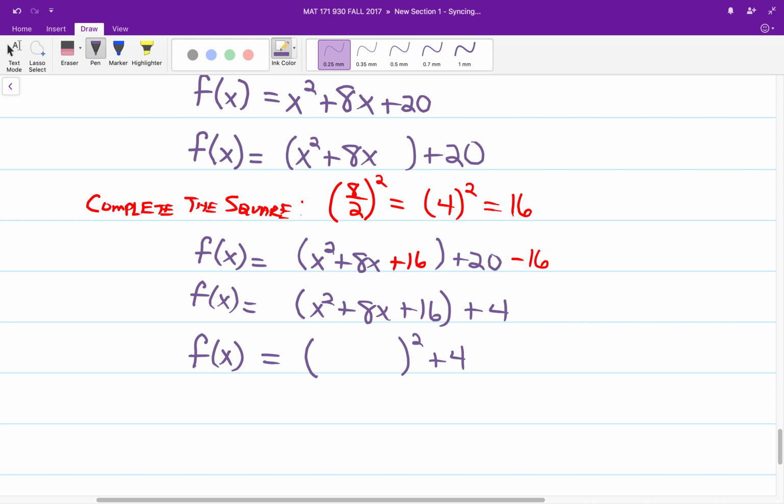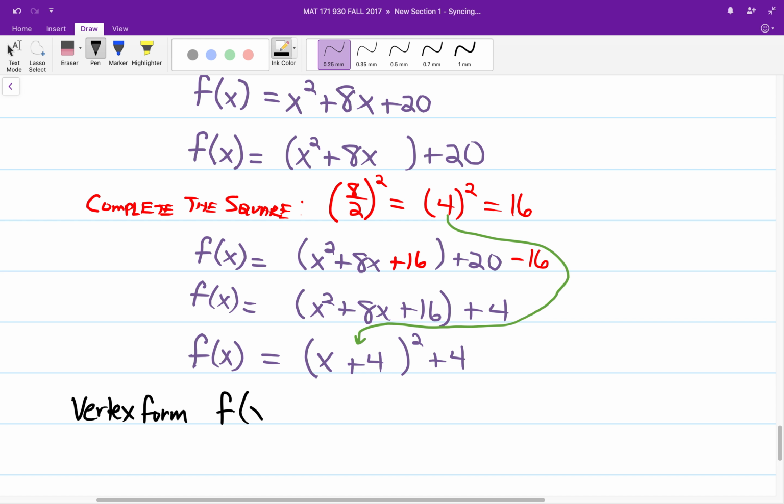And for arriving at the vertex form, from x squared we have the square of x, and in terms of how I got to 16, I squared out positive 4. So I have plus 4. And so for the vertex form, we have f of x is equal to the square of x plus 4, followed by the addition of 4.